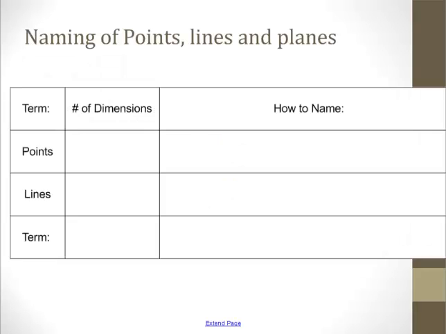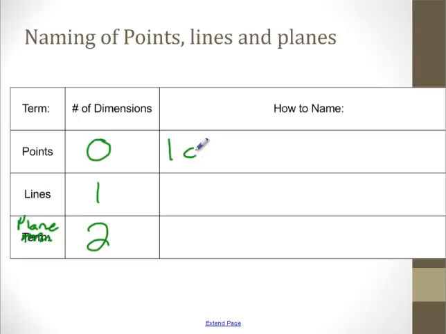Alright, so let's go over a couple things. Just take some notes on this as we're going, because this is something that you're going to have memorized. Number of dimensions for points, 0. Number of dimensions for a line, 1. I don't know why that says that. That should say plane. Planes have 2 dimensions.